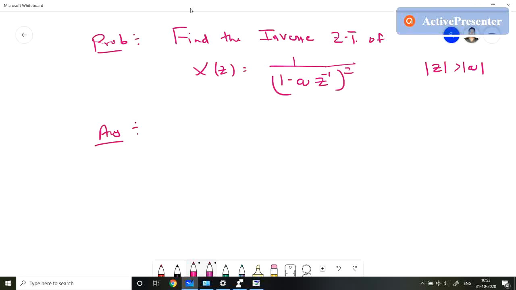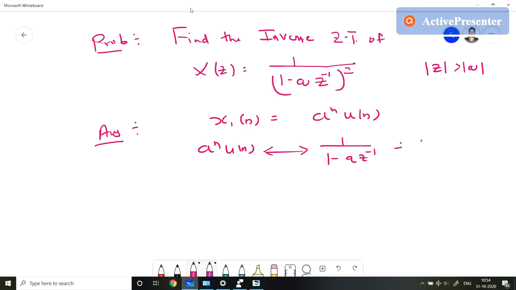So we take a very basic signal, x1[n] equals a raised to the power n u[n]. Now what is the Z transform of a raised to the power n u[n]? The Z transform of a raised to the power n u[n] is 1 divided by 1 minus a z inverse, and the ROC is modulus of z greater than modulus of a. Now this is the Z transform of this signal.